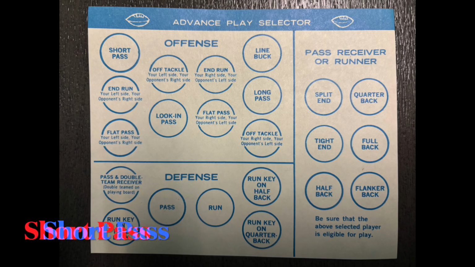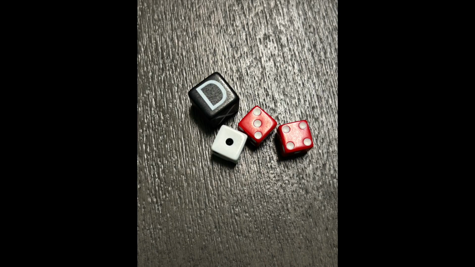A short pass is a pass thrown about 10 to 20 yards downfield, whereas a long pass is anywhere from 25 down to throwing a deep bomb. So these are the dice you're going to use when you play the game.